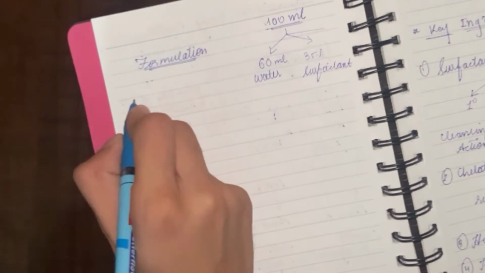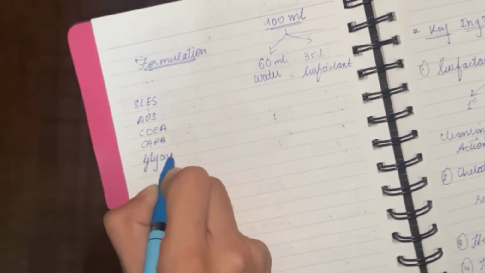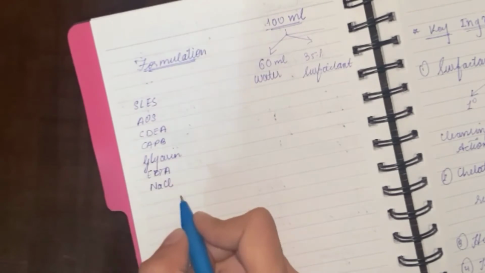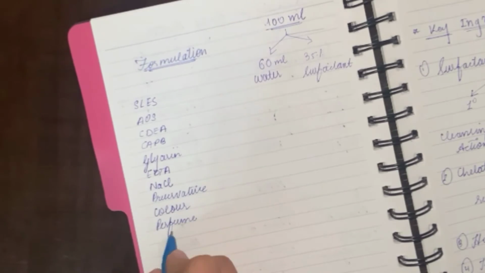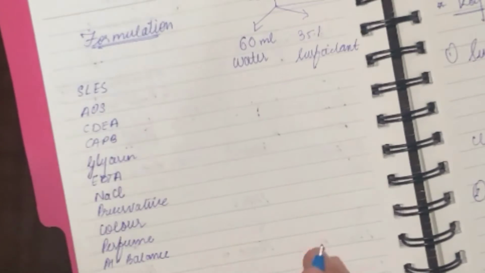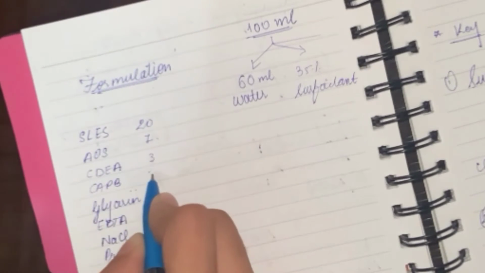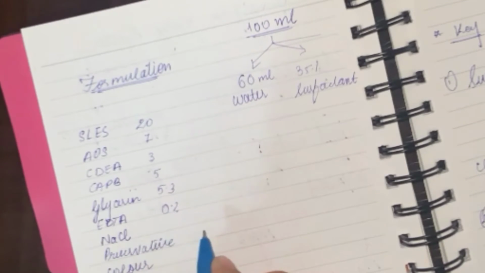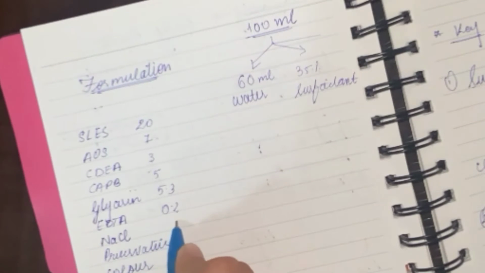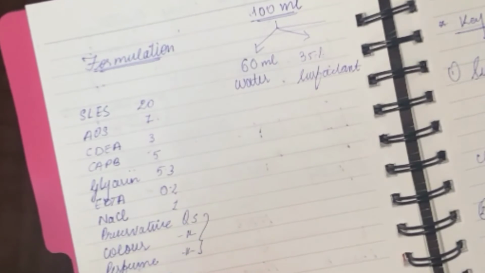Now this is the formulation. By this formulation, we are going to make our liquid hand wash. So SLES, AOS, CDEA, CAPB, glycerin, EDTA, NaCl, preservative, color, perfume, pH balancer. The quantity of SLES is 20, then AOS 7, CDEA 3, CAPB 5, glycerin 5.3, EDTA 0.2, NaCl 1, and the remaining ones are quantity sufficient.